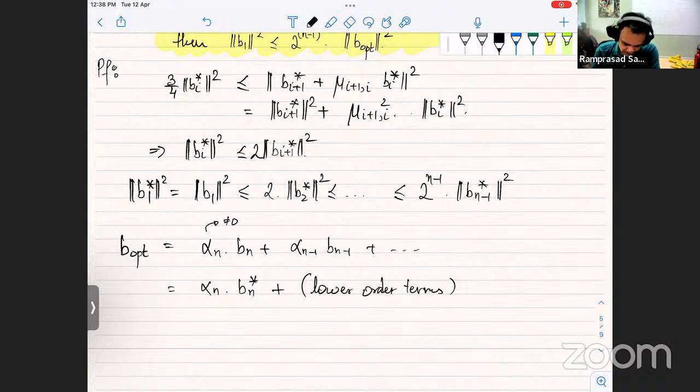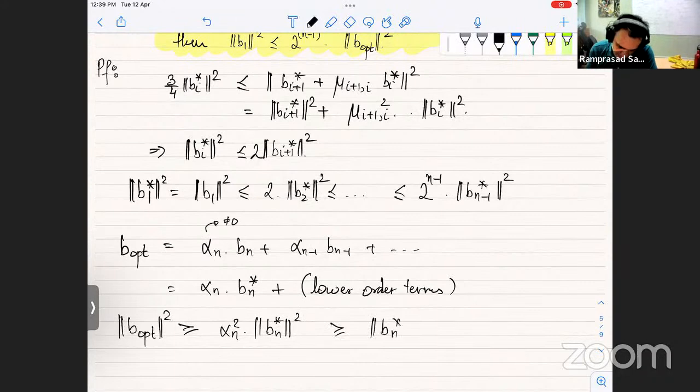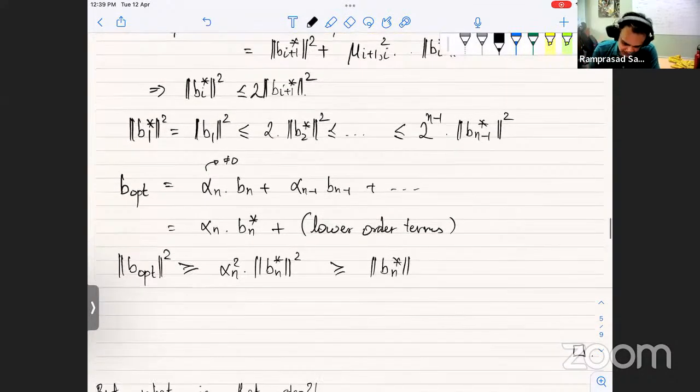So what does this say? Same proof that we had last time. This says that if I look at the norm of b opt squared, this is at least as large as alpha n squared times the norm of b_n star squared, which means it's at least as large as the norm of b_n star. And this is just a different way of saying that b opt, whatever this length is, the length squared, is at least as large as the length of the smallest Gram-Schmidt vector.